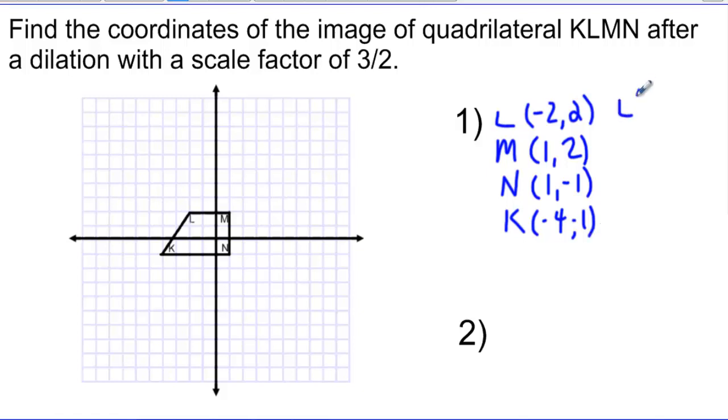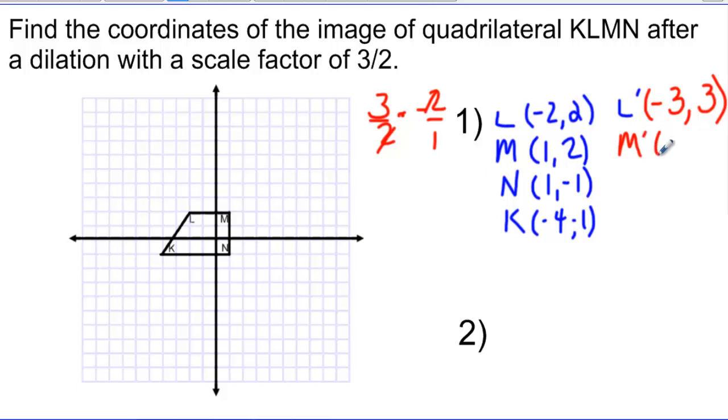So L prime, I would take -2 times 3 halves, and I could do that off to the side here. So 3 halves times -2 over 1. I can see that my answer is still going to be negative, but other than that, these 2's cancel because there's one on the top and one on the bottom. So I'd have -3 over 1, which is just -3. And then a +2 times 3 halves is going to give me the same thing but positive. So that would be 3. M prime.